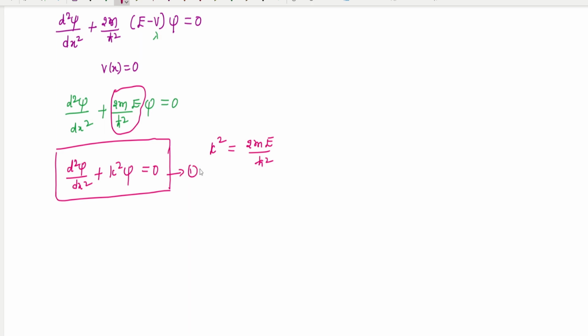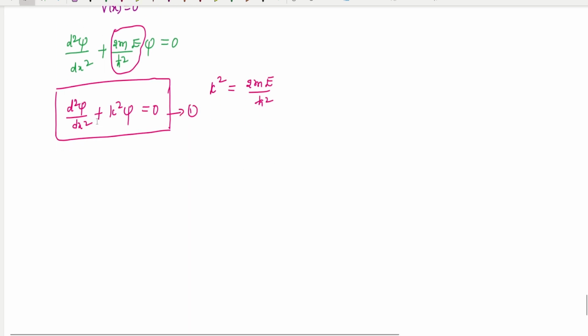This is a second order differential equation, right? The solution of this equation is the wave function psi of x equal to a sin kx plus b cos kx, where a and b are constants of integration. We have two boundary conditions.